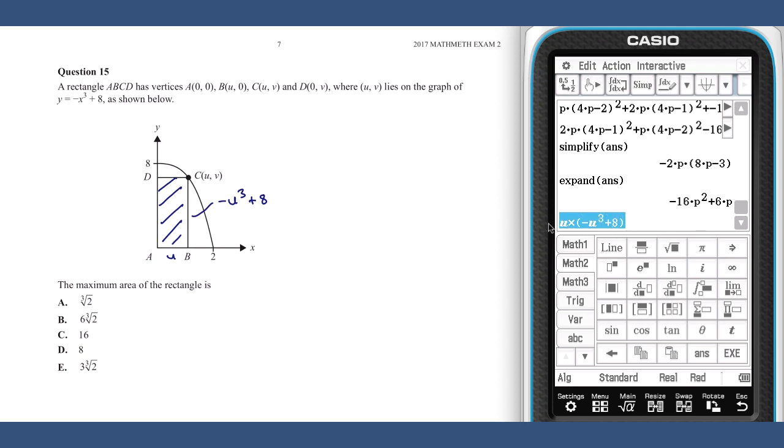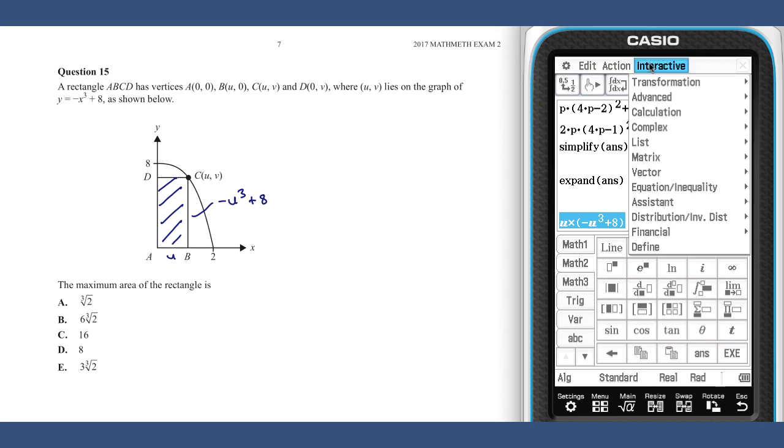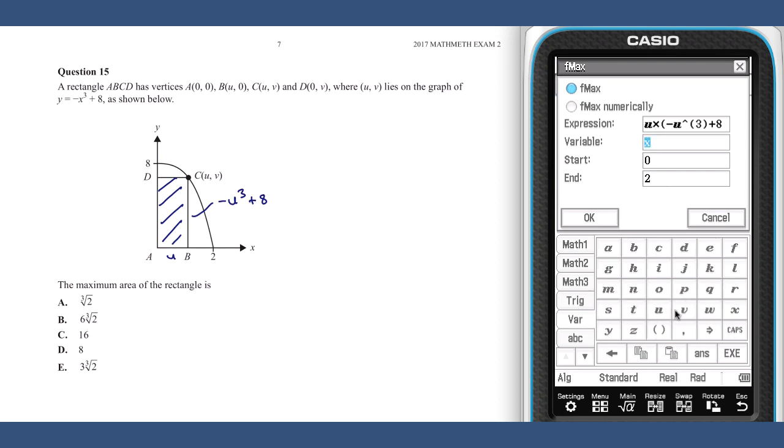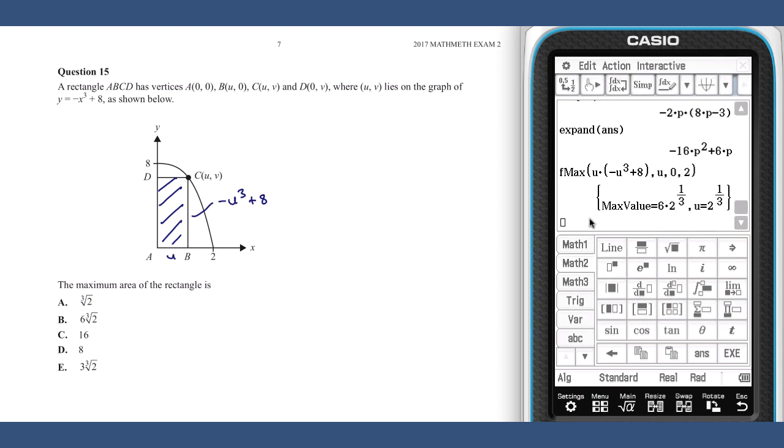This area expression can be maximized using the fmax command. We need to choose the start and end points with some care, between 0 and, based on our graph, 2. Maximum value is 6 by the cube root of 2, which is answer B.